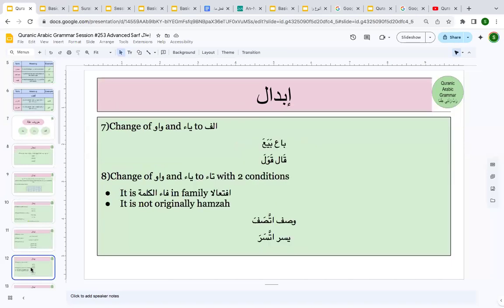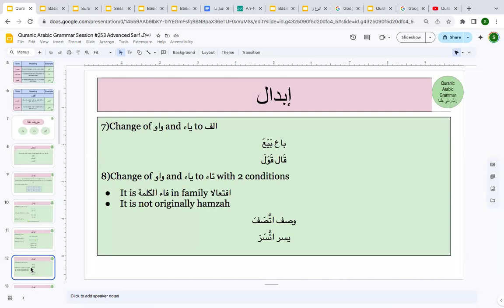Then ibdal of waw and ya into alif. Ba'a originally was bay'a. Qala originally was qawala. Right? We say these words are from Nasara clan. How do we know? Because in Nasara clan, all three letters are supposed to be with fatha. But what happens to the middle letter?